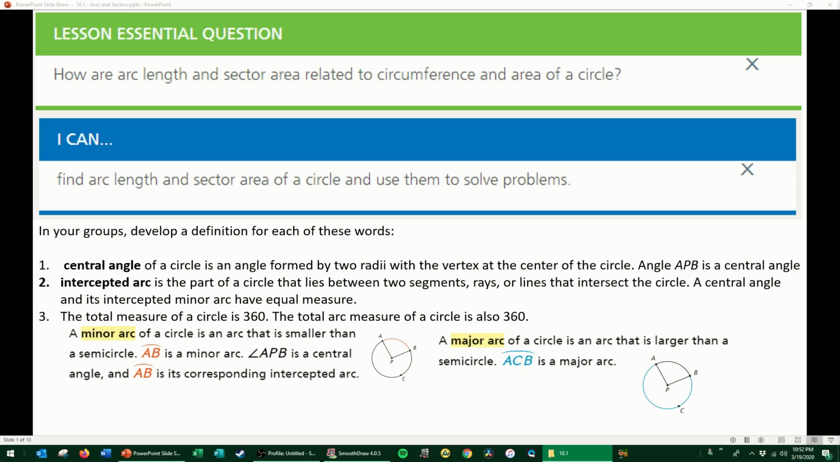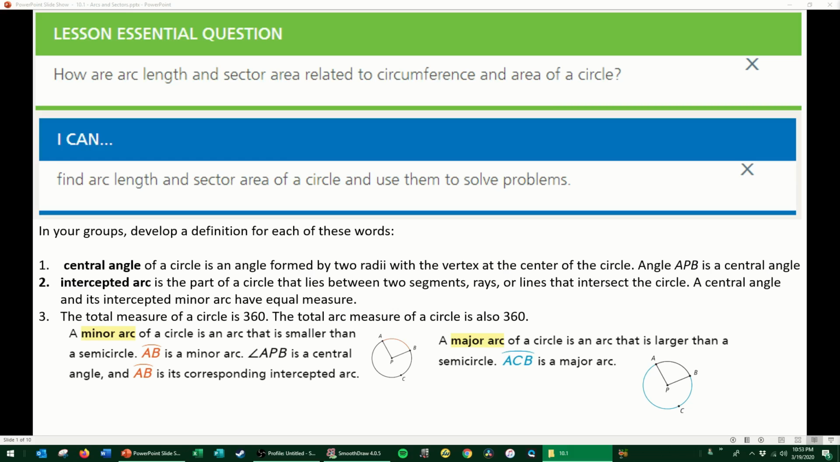By the end of the class today, you're going to be able to find the arc length and sector area of a circle and use them to solve problems. And the whole point of this lesson is how arc length and sector area are related to the circumference and area of a circle. We know circumference by now. That's the line that creates the circle. The length of the circumference would be the same as if I could take the circumference, lay it in a straight line, and measure it. And we know what area is. We haven't explicitly learned the area of a circle, but we're going to do that in this topic.